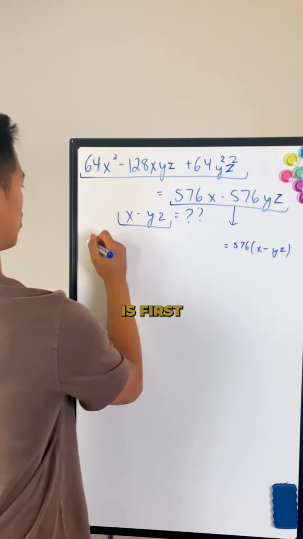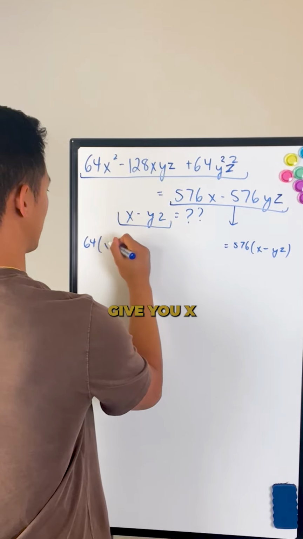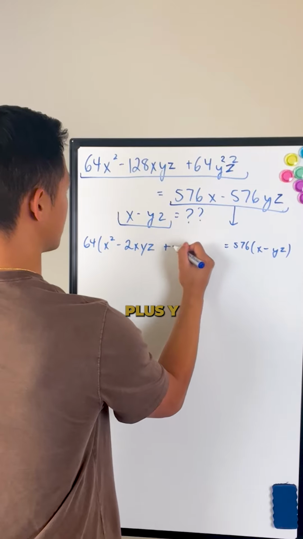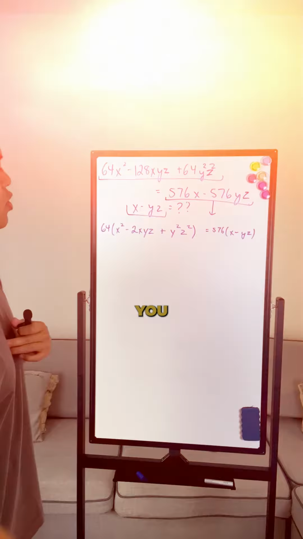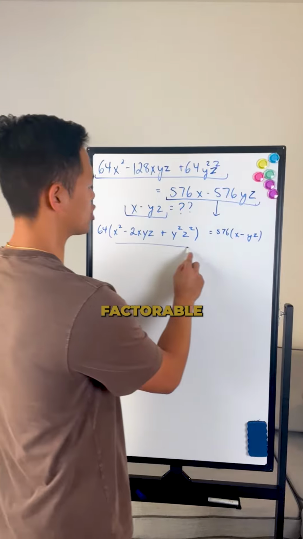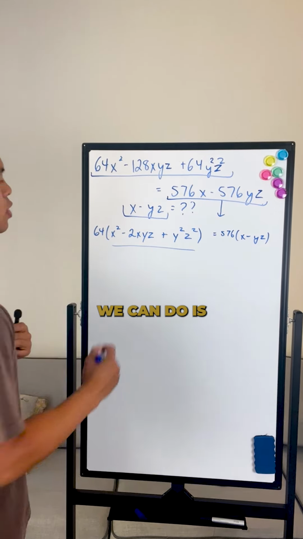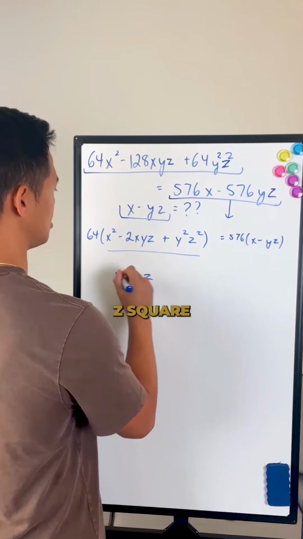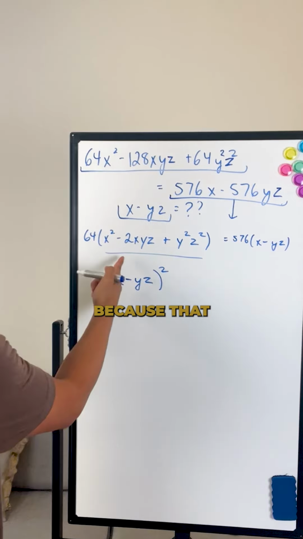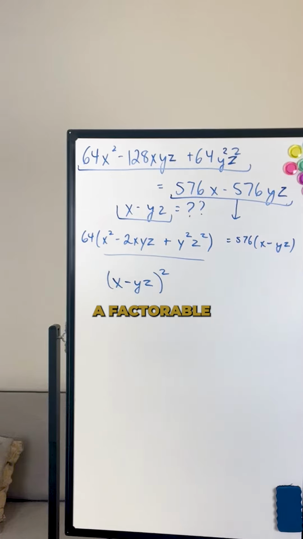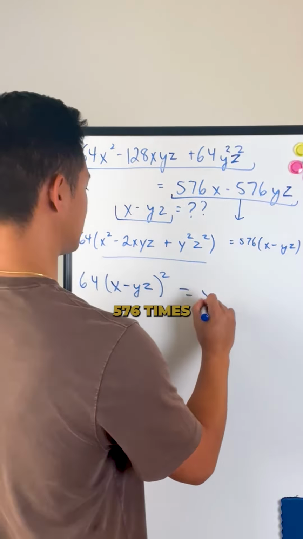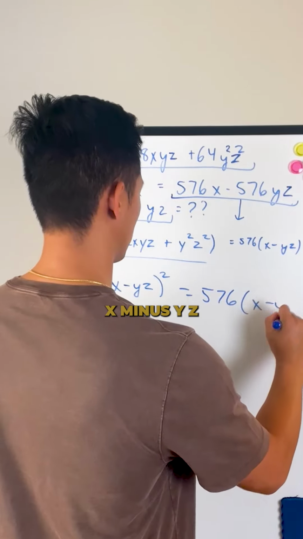So all we've got to do is first take out that 64, and that's going to give you x squared minus 2 times x times y times z plus y squared z squared. You can see that this is a very factorable expression. What we can do is factor this out as (x minus yz) squared, because that is the form of a factorable expression. So we have now that times 64 is equal to 576 times (x minus yz).